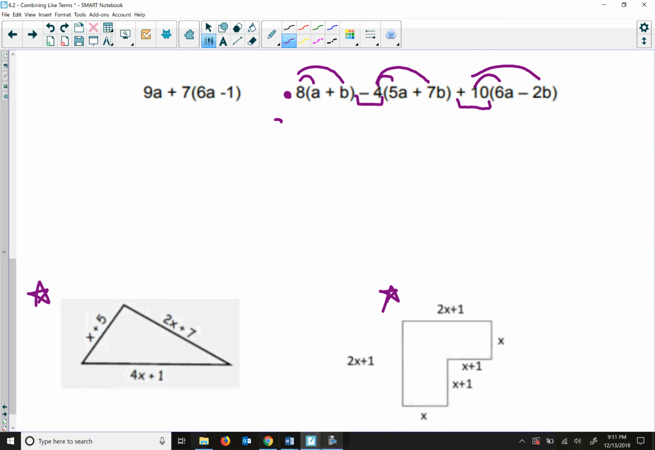Okay, so now if I go ahead and simplify, I've got 8a plus 8b. If I start distributing this -4, -4 times 5 would be -20a, -4 times 7b gives -28b, and then distributing that 10 through, 10 times 6 is 60a, 10 times -2 is -20b.